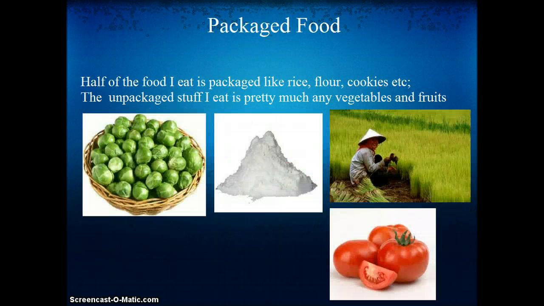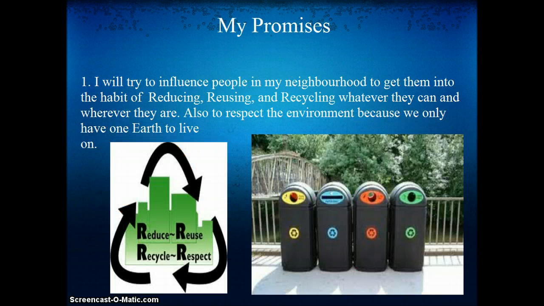Packaged foods. Half the food I eat is packaged, like rice, flour, and cookies. The unpackaged stuff I eat is pretty much any vegetable and fruit, because I just buy them and then put them in a plastic bag to keep them sealed and not get them rotten.